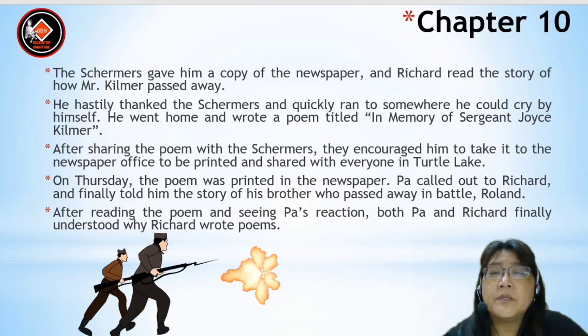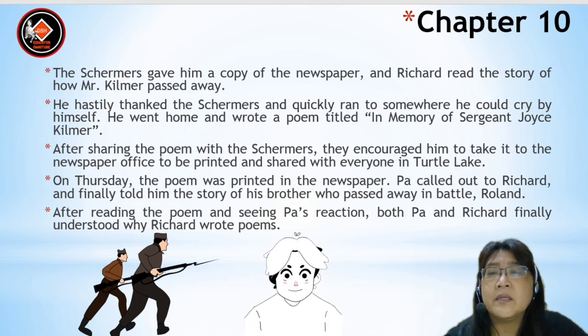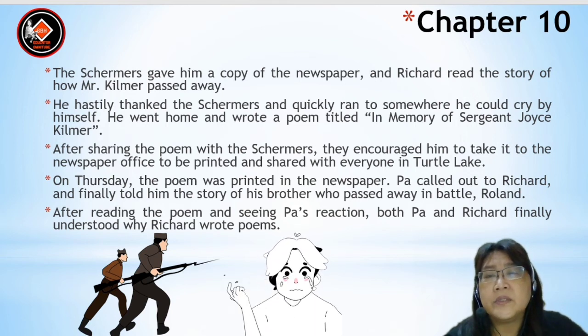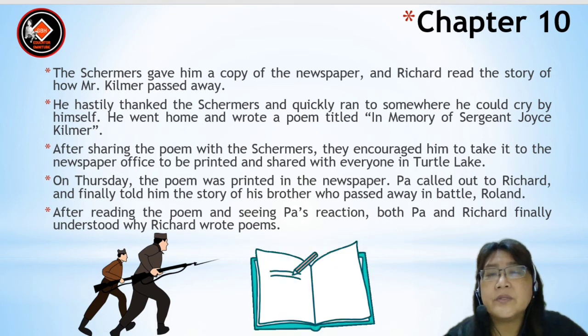Chapter 10. The Shermans gave him a copy of the newspaper and Richard read the story of how Mr. Kilmer passed away. He hastily thanked the Shermans and quickly ran to somewhere he could cry by himself. He went home and wrote a poem titled In Memory of Sergeant Joyce Kilmer. After sharing the poem with the Shermans, they encouraged him to take it to the newspaper office to be printed and shared with everyone in Turtle Lake.